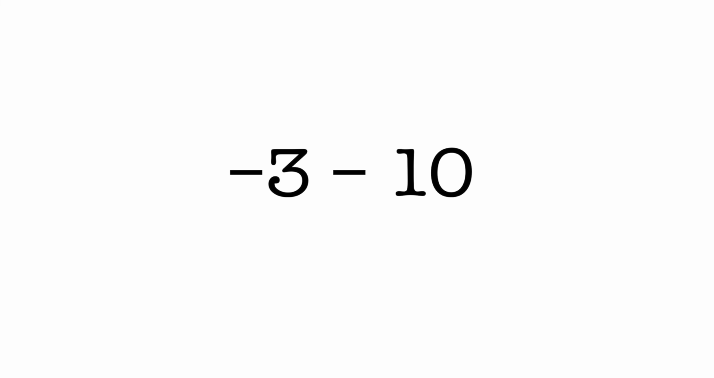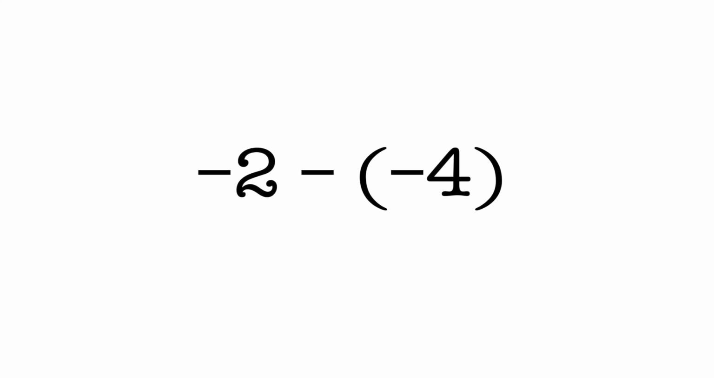Negative 3 minus 10. When simplifying this expression, I'm going to think of it as a negative 3 and negative 10. Both numbers are negative, meaning that they're on the same team, so I'm going to add 3 and 10 and keep the negative sign, giving me negative 13.